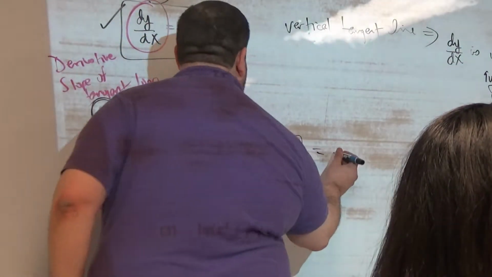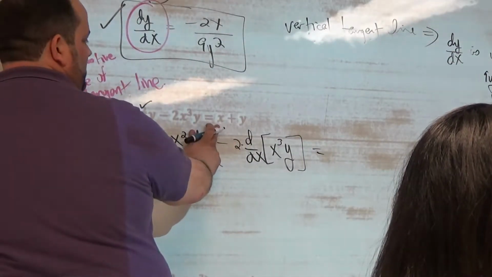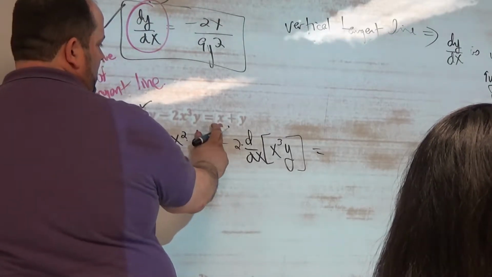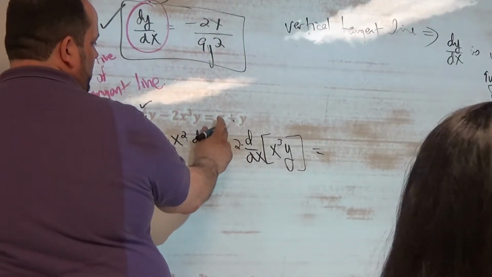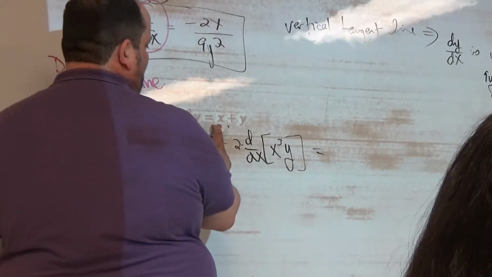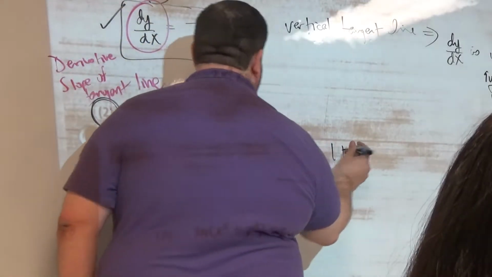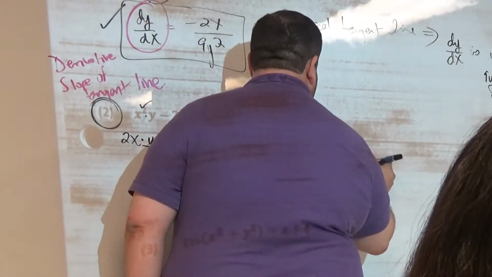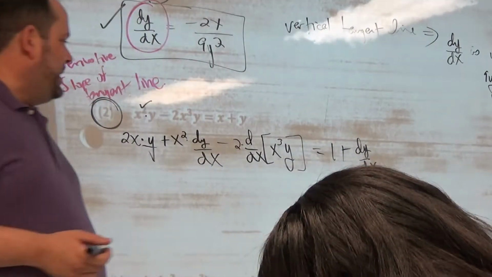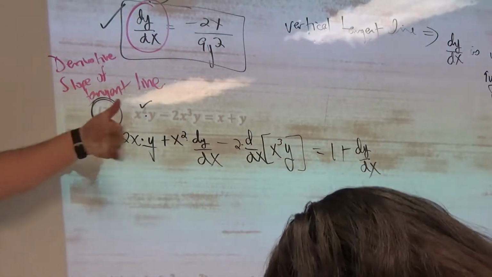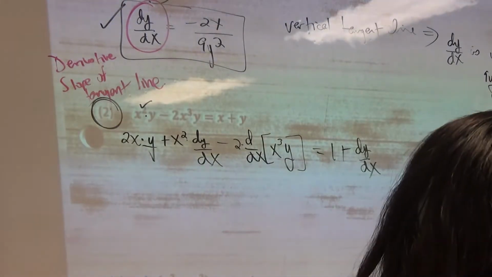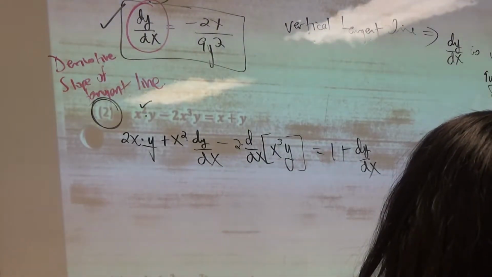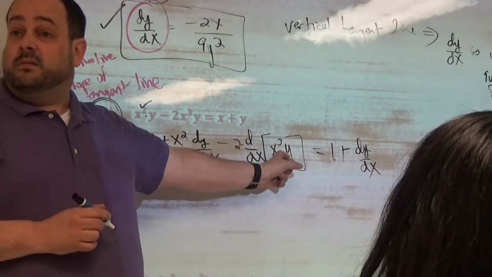Now I'm on the right-hand side. I need the derivative of x, and everyone's going to tell me, derivative of x. X is not a constant. 1 plus derivative of y, dy dx. Great. We're done with all the calculus, except one little part. We still got to go back over here.